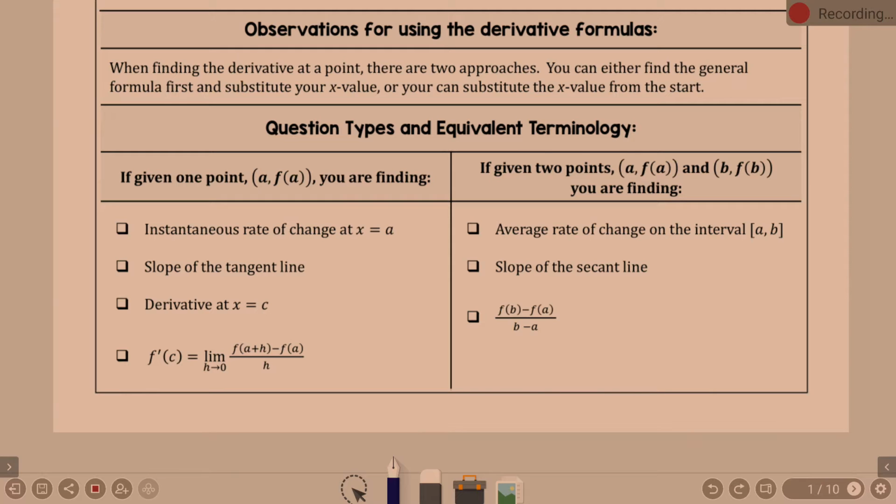Okay, on this chart. So just some observations, just pulling stuff together. When finding the derivative at a point, there are two approaches. You can either find the general formula first and substitute your x value, or you can substitute the x value from the start. We talked about a little bit of that yesterday, where we could leave that a in from the beginning and then plug in the value for a at the end, or we can just plug the value in from the beginning.